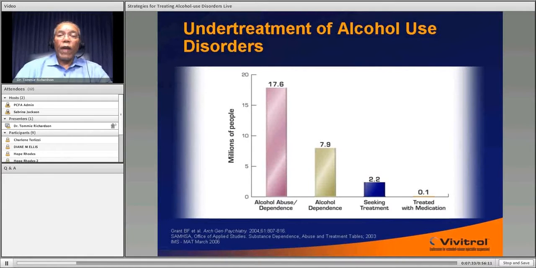Now, this is a graph to show the undertreatment of alcohol use disorders. As you can see, there are approximately 17.6 million people. Out of those, 7.8 are alcohol dependent. Only about 2.2 seek treatment, and only 0.1% are treated with medication. So there's a huge discrepancy between the people who have the disease and the ones who get treated.